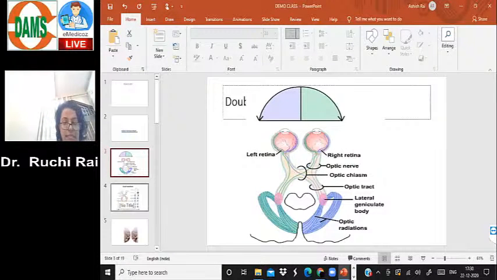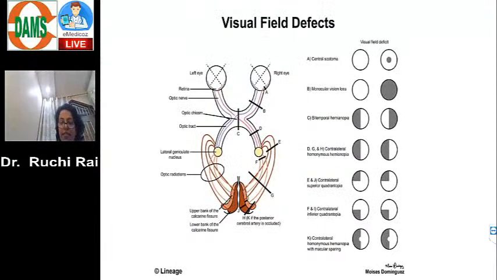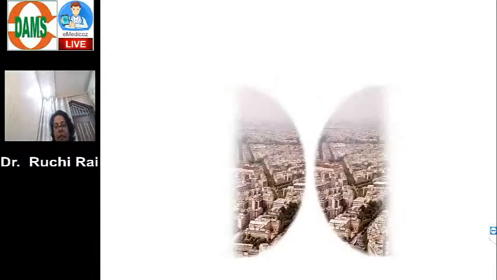Let us see these slides first, and then we go further. This has already been described, and I am going to describe it further a little later: optic radiations and visual cortex. Let us learn one by one and learn together.